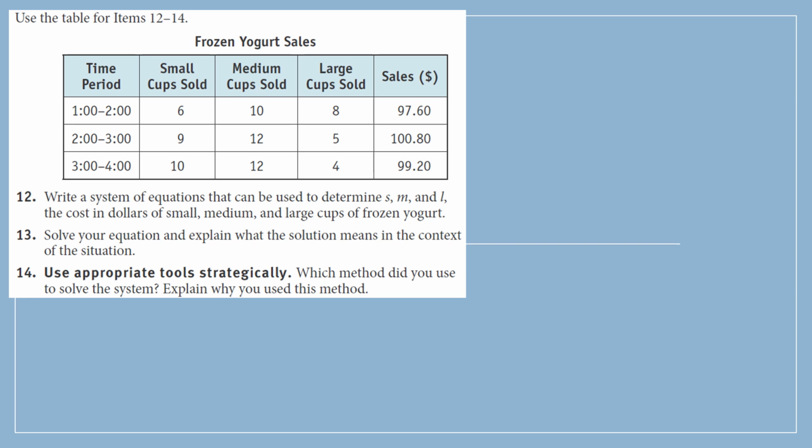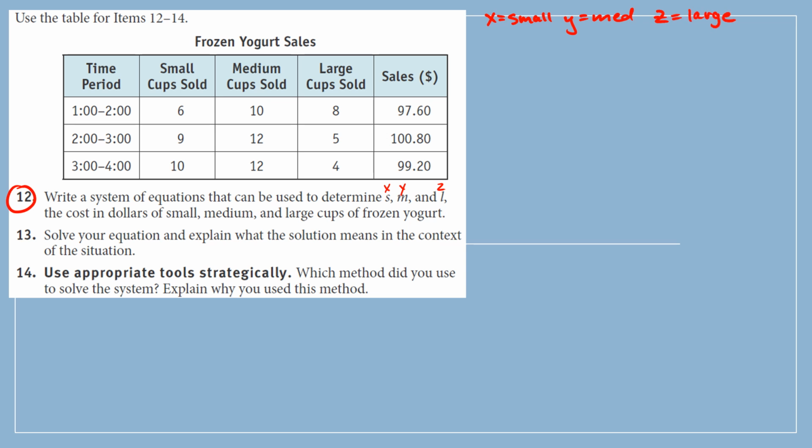And first we're supposed to write a system of equations that we could use to determine S, M, and L. Now, I am not going to use S, M, and L, because S gets too close to looking like a 5, and L's look too much like a 1. So I'm going to tell myself that small is X, medium is Y, and large is Z. And then I can always change them back to those letters at the end. X is small, Y is medium, and Z is large.